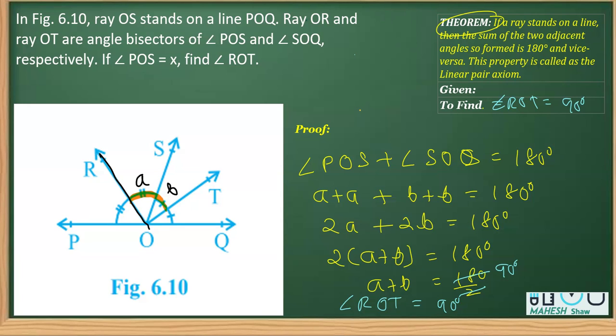Now, there's one thing that you should know: in an examination, the reverse of this question also comes. In that case, you may be given the value of this angle as 90 degrees, and we have to prove that this is a line.